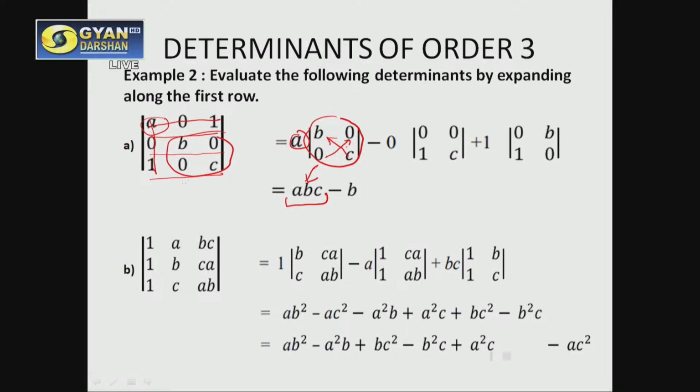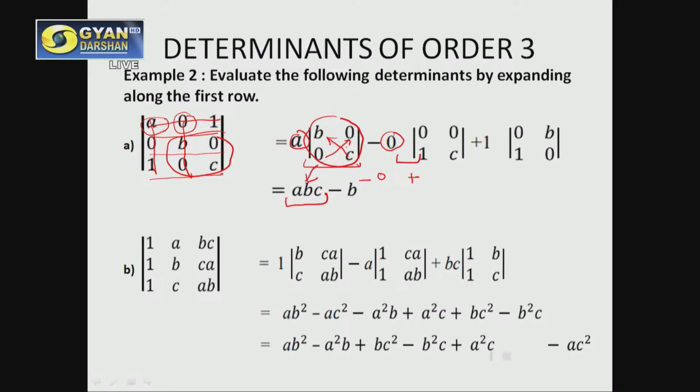Now taking care of the first row and second column, the intersection point is 0. Anything multiplied by 0 is always 0, so this is not taken care of. So this part is abc, the second part is 0, and now we will take care of the third part.